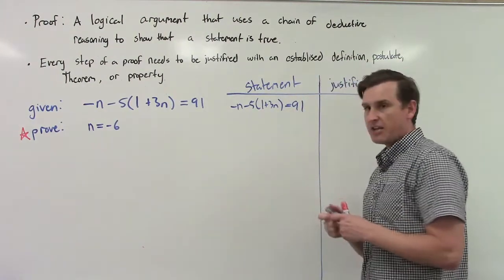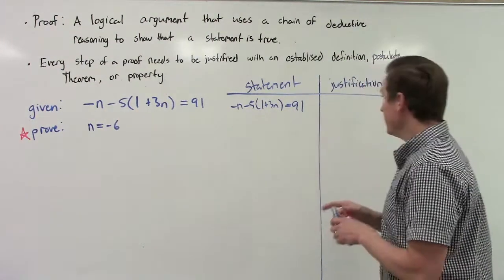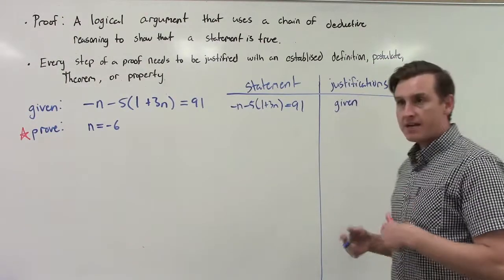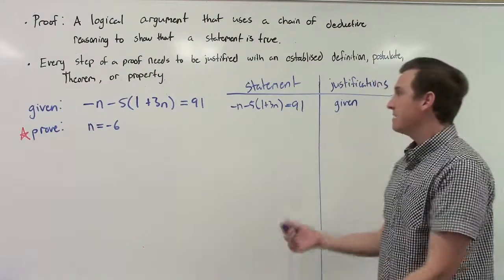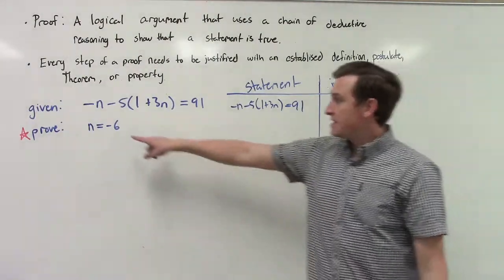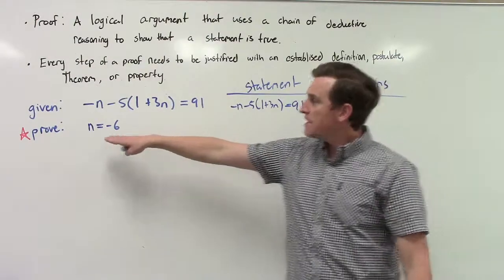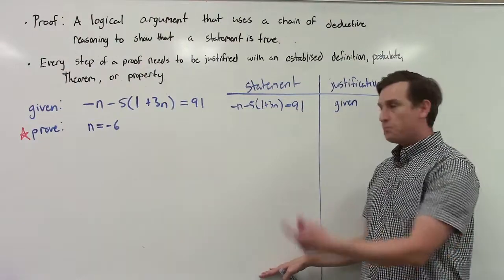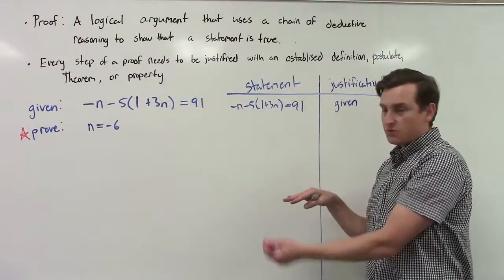Okay, and the justification for that first statement always is just given. This is what they gave us. This is what the problem has given us to work with. Okay, so we're always going to start there. Now our last statement in this proof is going to be this guy. Whatever statement you're trying to prove, that's going to go last down here. And we're going to try to kind of build it in between.